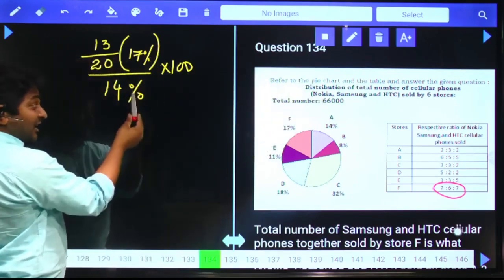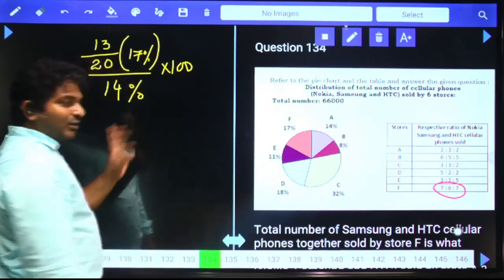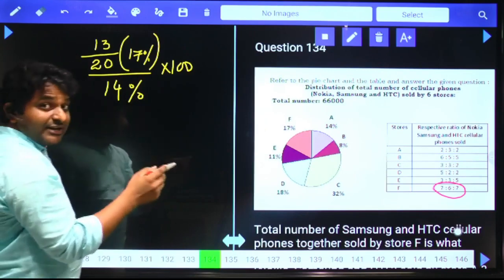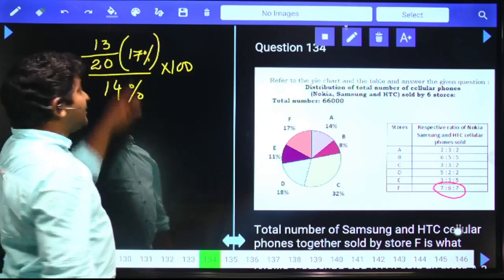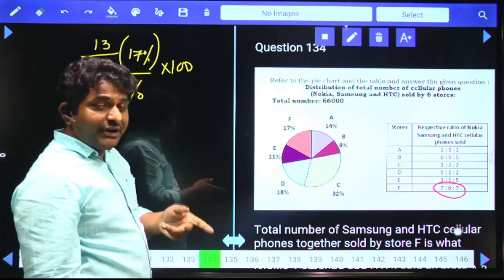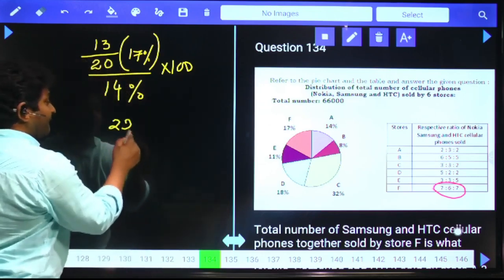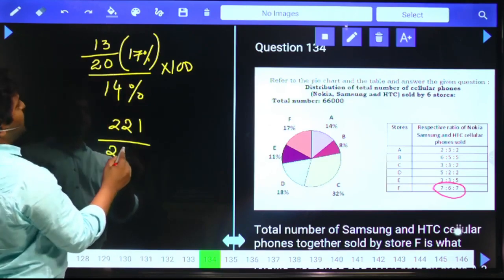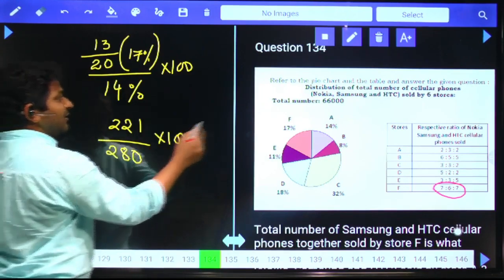This percentage and this percentage are calculated on the same numbers. I don't want to convert it. 13 into 17. Let's write it as it is. 13 can be written as 15 minus 2, 15 plus 2, 15 square minus 2 square. 225 minus 2 square, 4. 221 divided by 20 into 14, that is equal to 280 percentage into 100.